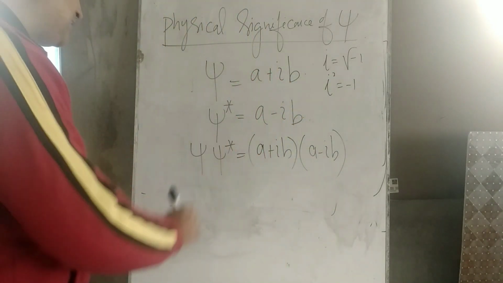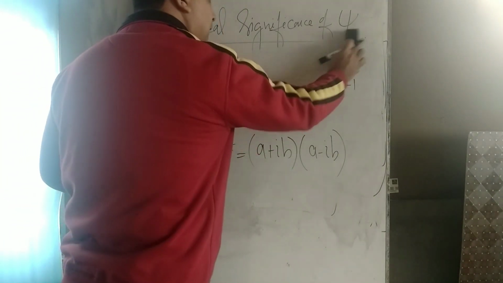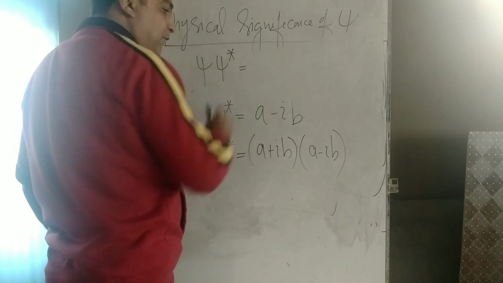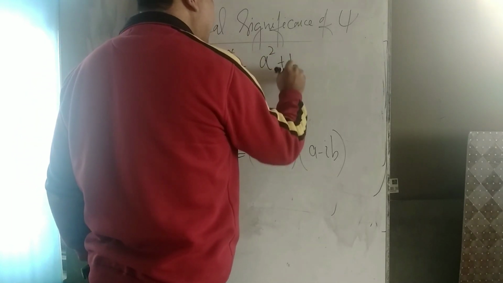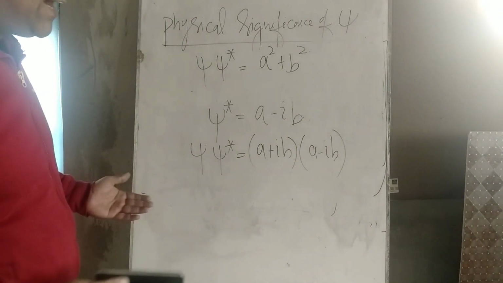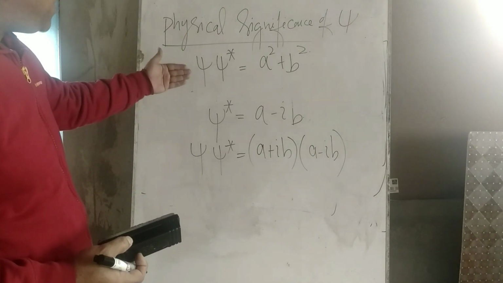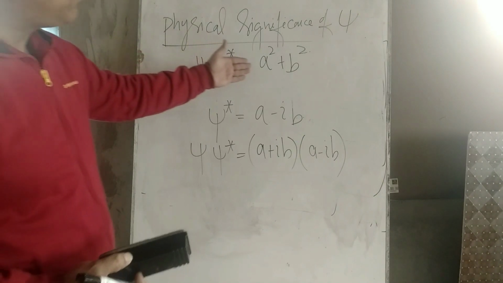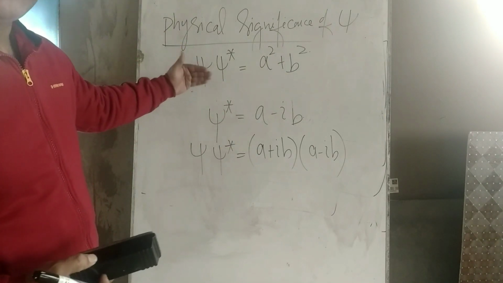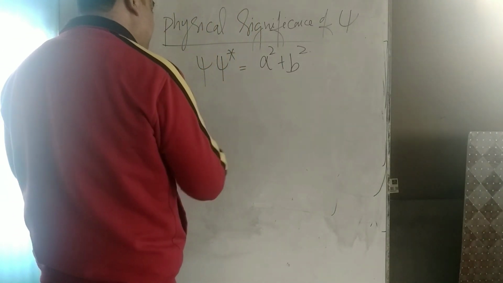So you can evaluate this and you will find this psi star psi will come out to be a square plus b square. So it can be visualized here, at least as a means of argument, that this product of psi and its complex conjugate leads to a result which is real in nature, right? And this product of psi with psi star is called probability density.